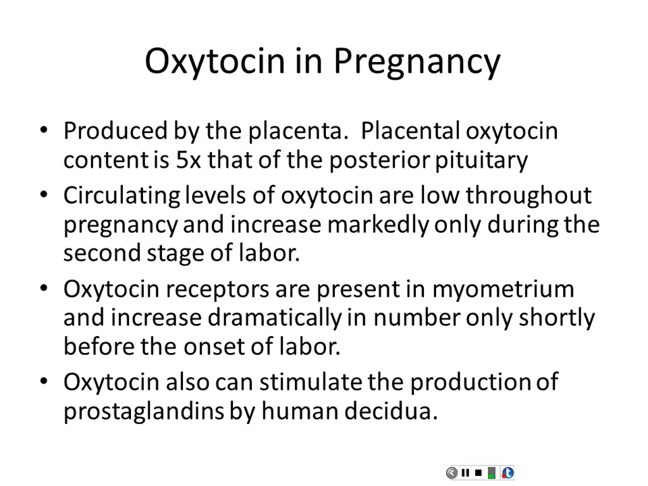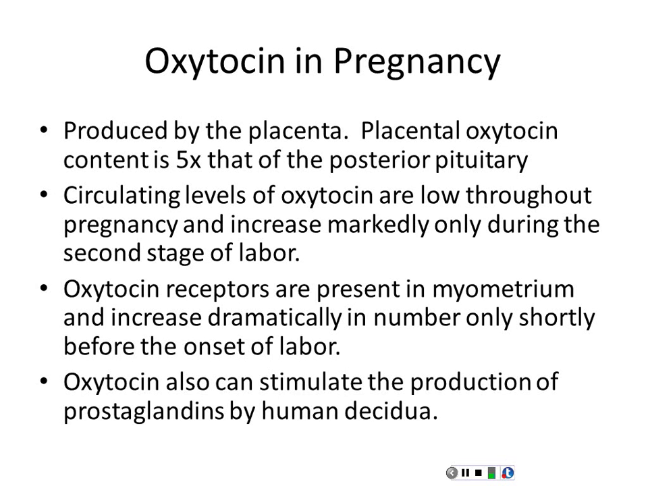Oxytocin is also produced by the placenta, and is actually 5 times that of the posterior pituitary. And circulating levels of oxytocin are low throughout pregnancy, and they only increase right before the second stage of labor. And oxytocin receptors are present in the myometrium and increase dramatically in number only shortly before the onset of labor. And it can also stimulate the production of prostaglandins by the human decidua.